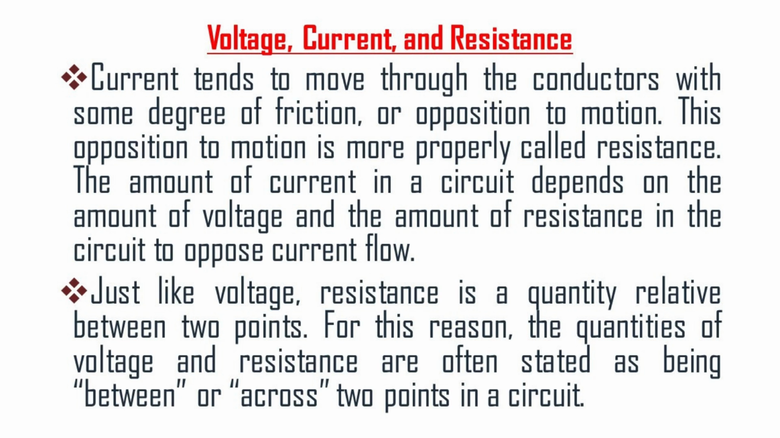Current tends to move through the conductors with some degree of friction, or opposition to motion. This opposition to motion is more properly called resistance. The amount of current in a circuit depends on the amount of voltage and the amount of resistance in the circuit to oppose current flow. Just like voltage, resistance is a quantity relative between 2 points. For this reason, the quantities of voltage and resistance are often stated as being between or across 2 points in a circuit.